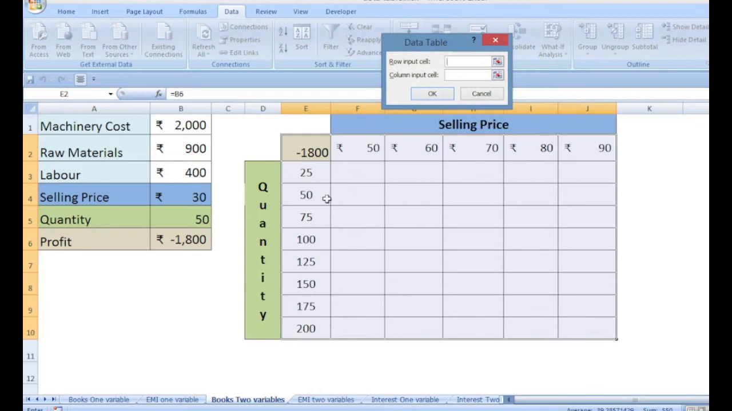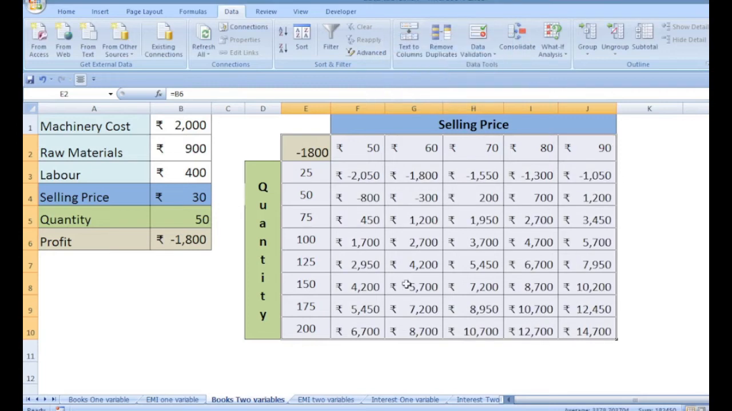Since we are varying two variables, the cell corresponding to the row as well as the cell corresponding to the column. So the cell corresponding to the row is the selling price, which is nothing but this, and the cell corresponding to the column is the quantity, which is nothing but this. Now I give OK. Now you can see that for different selling price and different quantity, Excel calculates the profit. So if I sell 25, I'll get definitely a loss. If I sell 50 with the selling price as 50 or 60, I get a loss. Only when I have the selling price as 70, I get a profit.